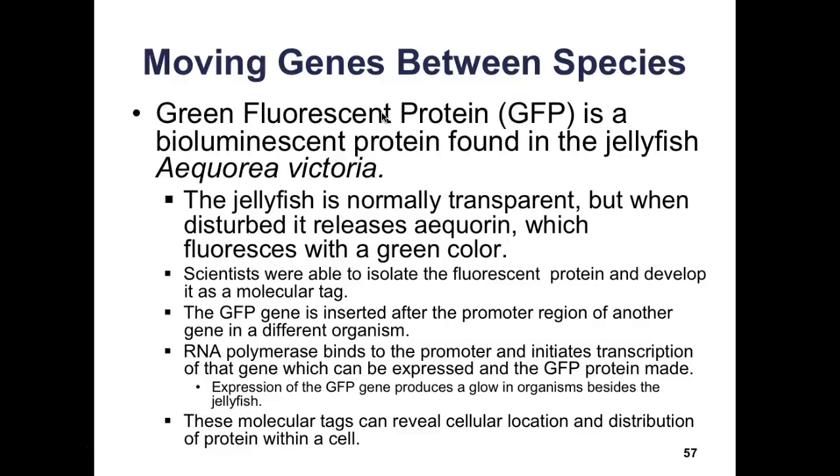And ultimately, RNA polymerase binds to the promoter and will initiate transcription of the gene, which then can be expressed and the GFP protein be made. Expression of the GFP gene produces a glow in organisms besides the jellyfish. So we have inserted this in. We use some of this as molecular markers.